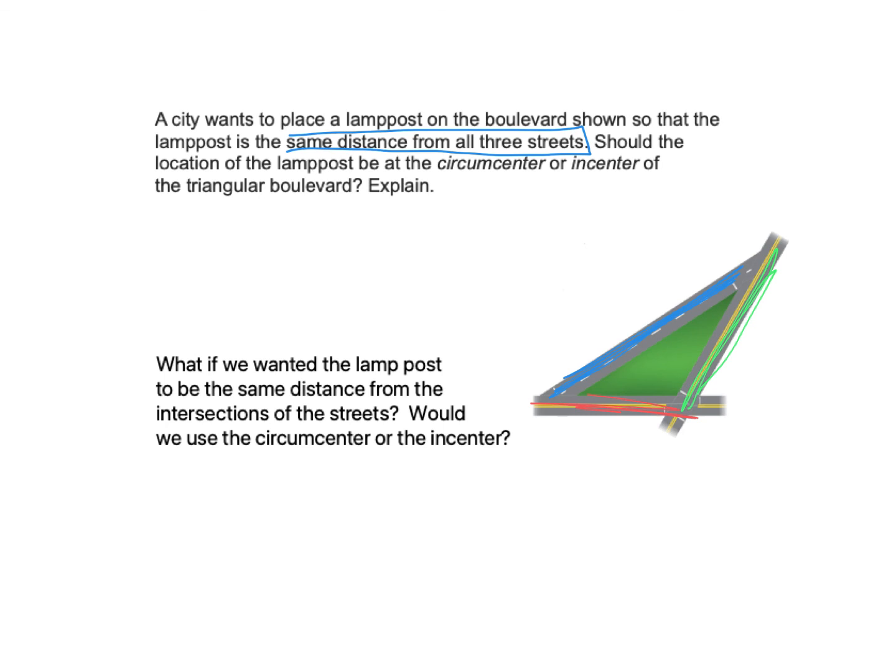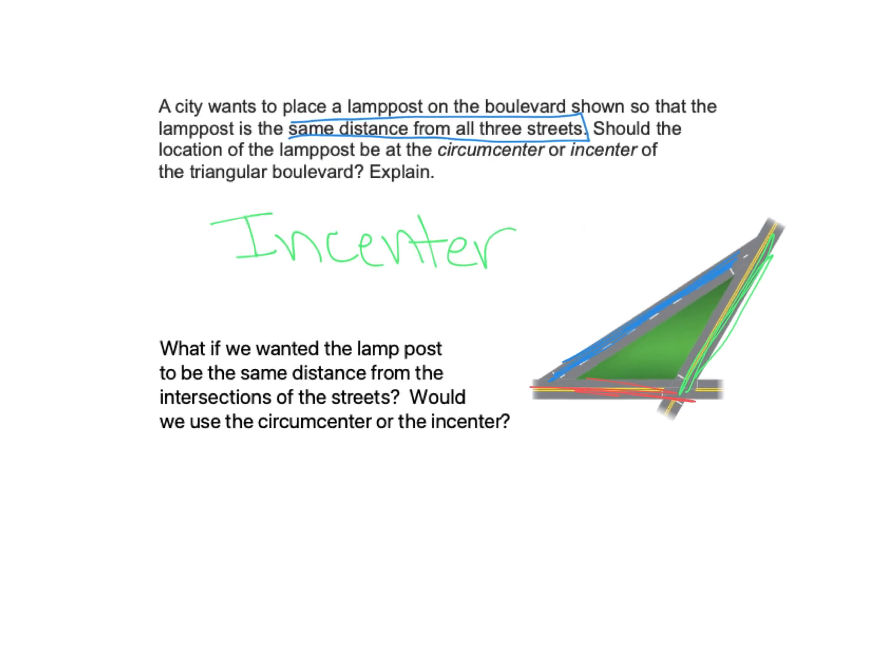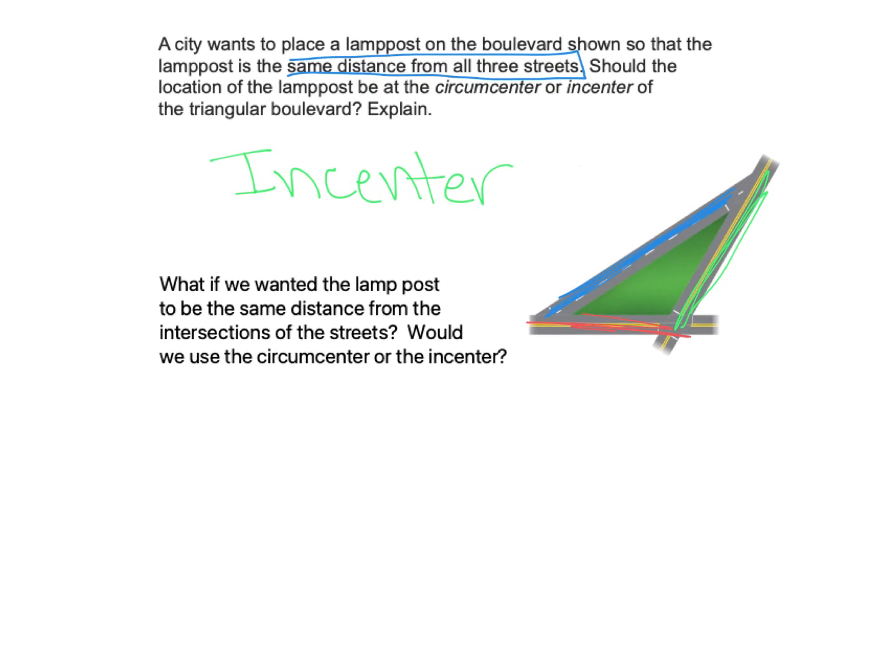If we want something to be the same distance from the sides, those are basically the sides of the triangle, we would want to use the incenter. But what if we wanted the lamp post to be the same distance from the intersections of the streets? Well, the intersections are here, here, and here, which are the corners of the triangle, or the vertices of the triangle.